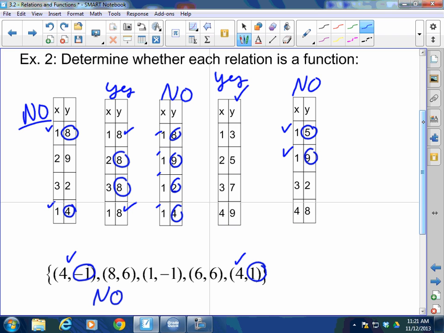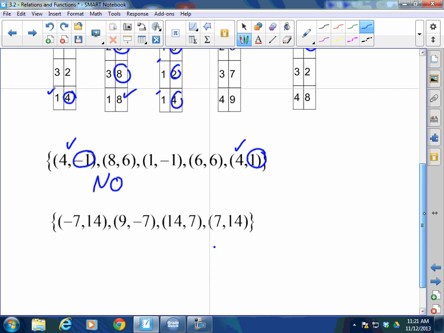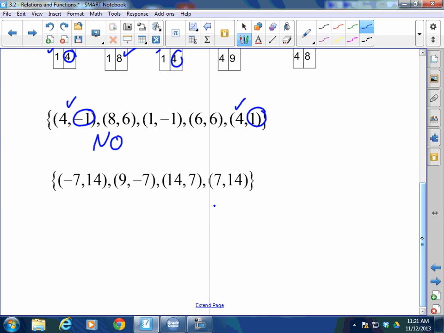The fourth one is a function. Do I have repeating x values with different y values? There you go. So it's a function. Thank you for verifying that. How about last but not least? Negative 7, 14. 9, negative 7. 14, 7, 7, 14. Do I have a repeated x value with different y values here? No. So this is a function.